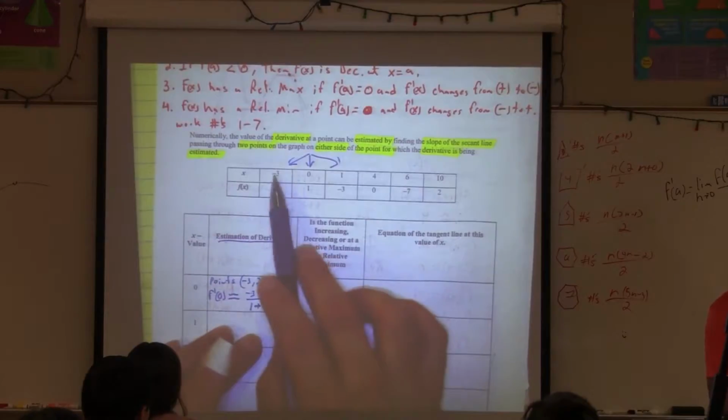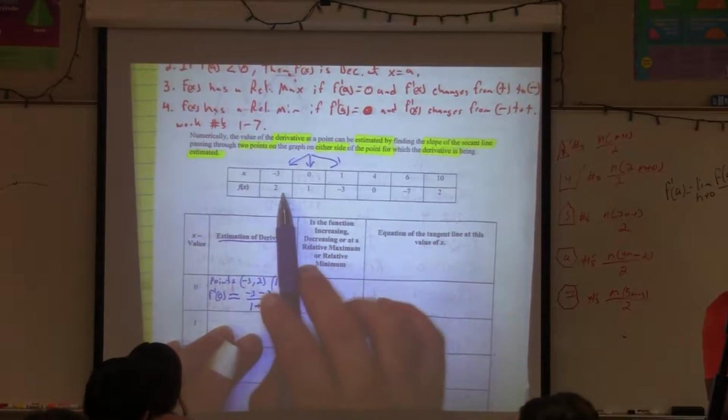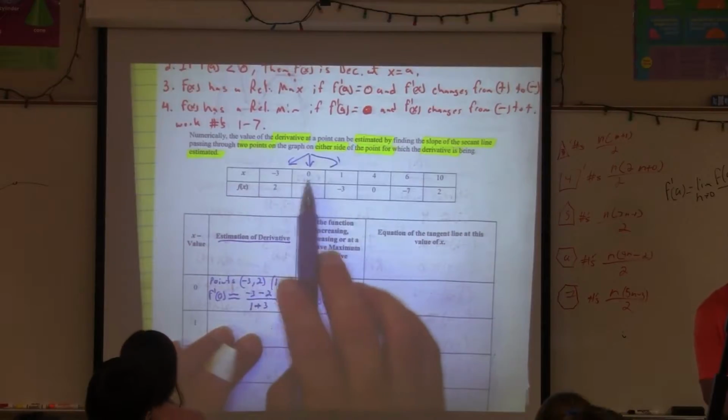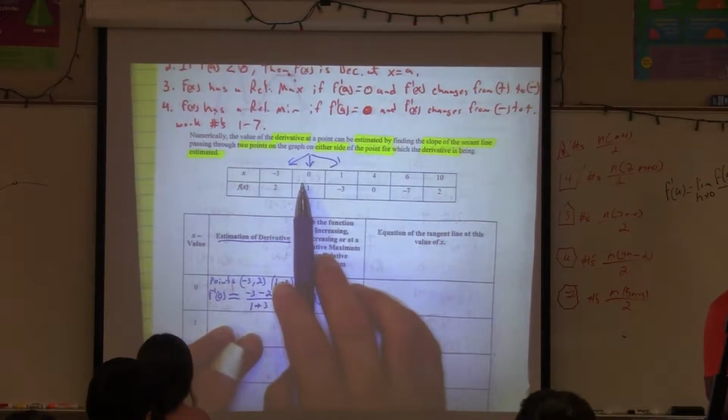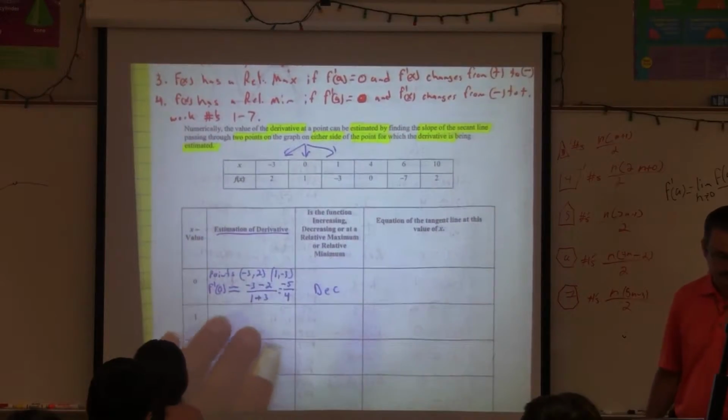Could something happen between -3 and 0 that I don't know? Could it increase and then decrease again and then keep decreasing? Yeah, so there's a lot of stuff that could happen between these two values that I don't know is happening, right? I'm just assuming that it's decreasing consistently, but it might not be.